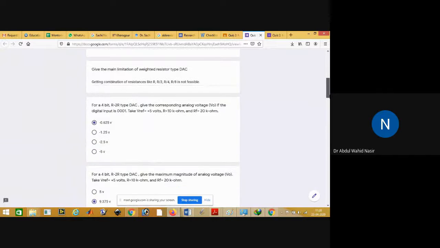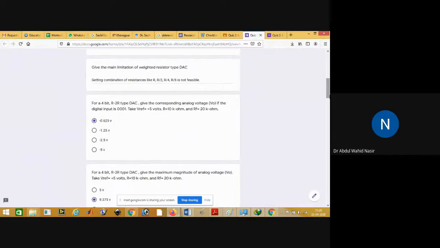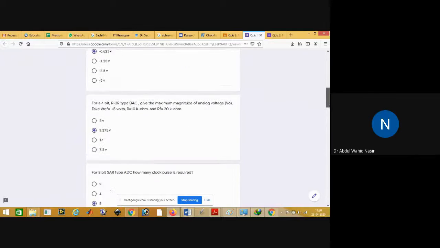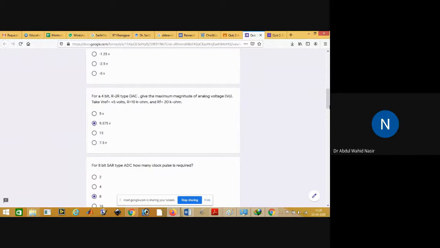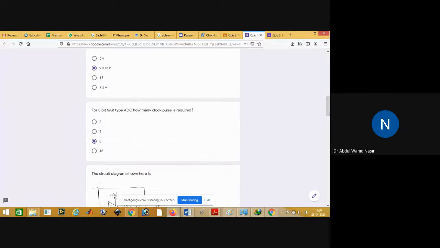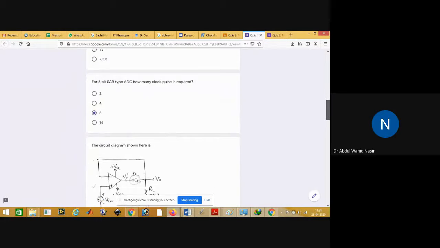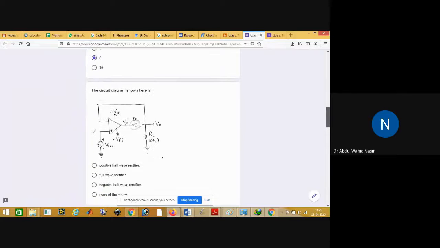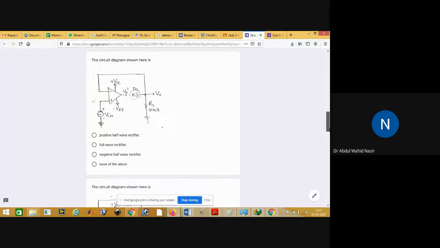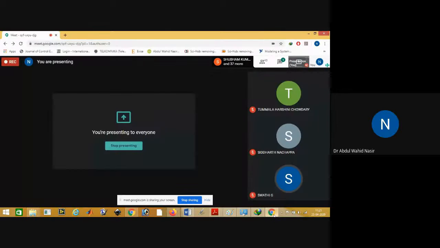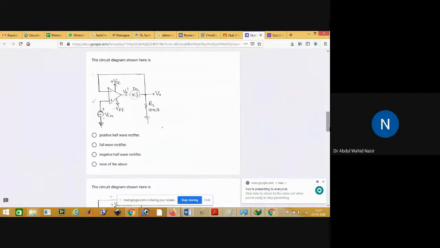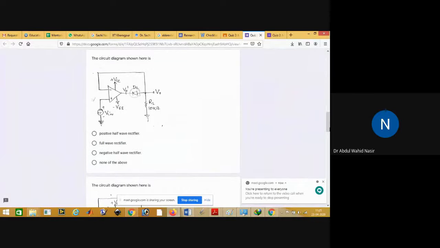For question number 4, the answer is minus 0.625. For question number 5, the answer is 9.375. Clear? And for question number 6, the answer is 8. And then we'll move to question number 7. In question number 7, a circuit diagram is shown.